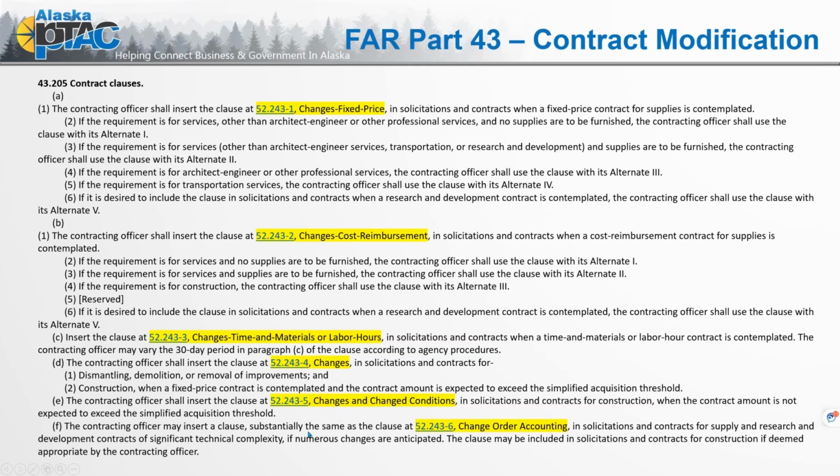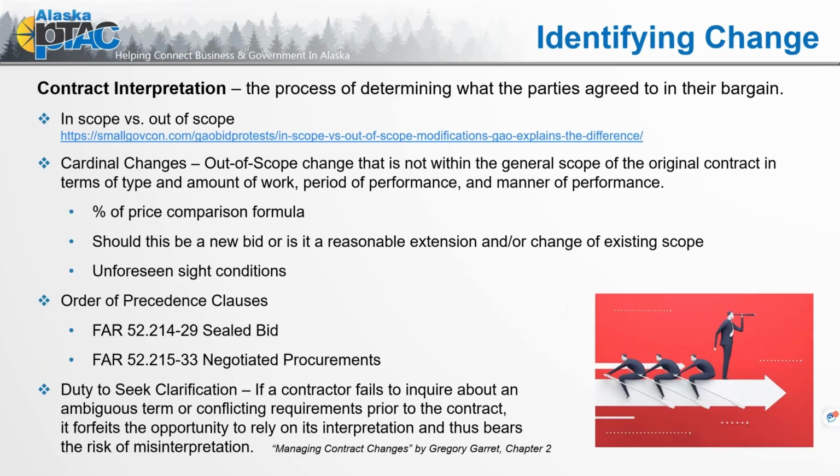And again, here's an optional clause: the contracting officer may insert change order accounting. I don't want to spend a lot of time on this. There's nothing more fun than a long retracted discussion of the FAR, but I do want you all to have that information. All right, so let's talk about identifying change. We talked about it from that FAR perspective of here's our process, but really, how are we going to know, is it truly a change?